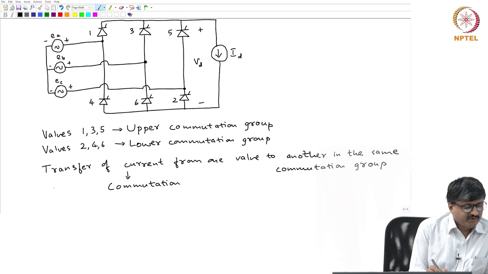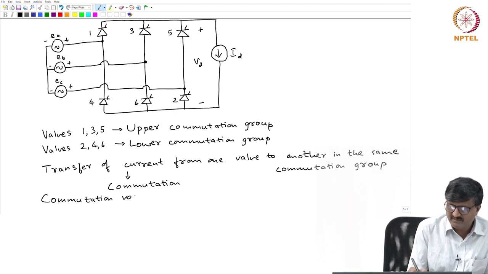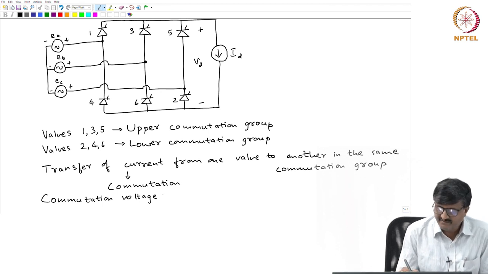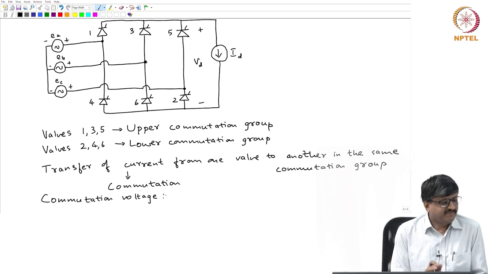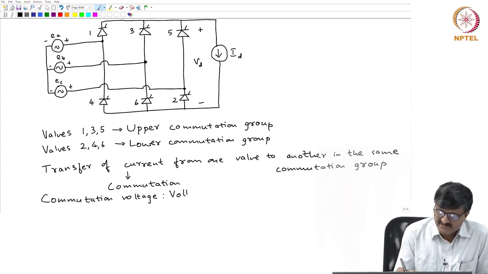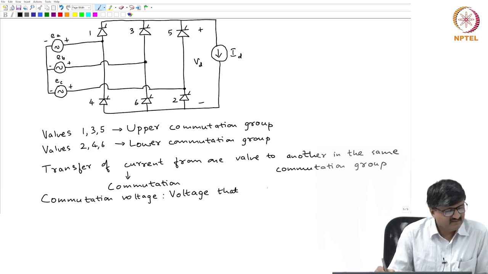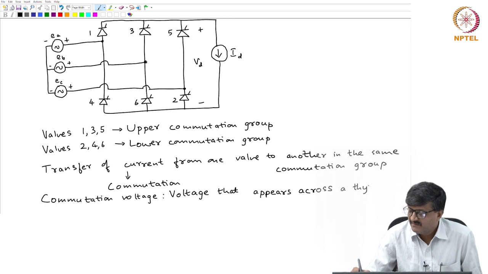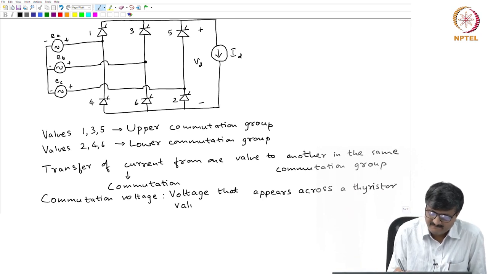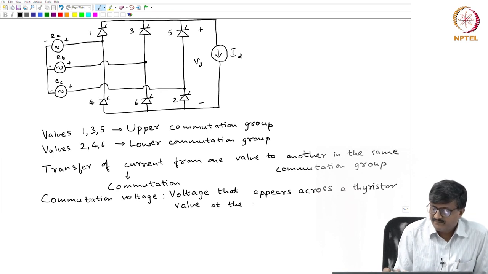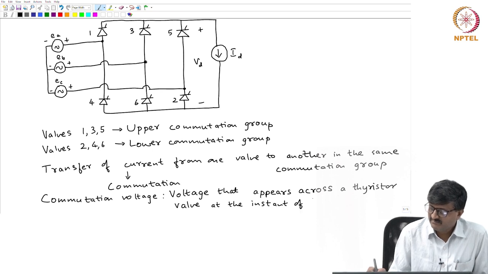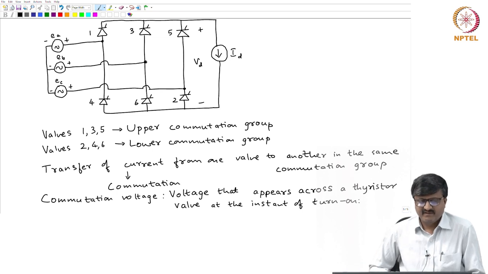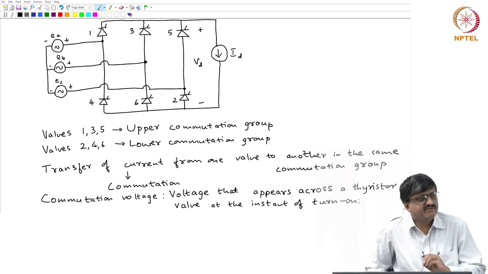And there is a term known as commutation voltage. We will be using this many times. Commutation voltage means the voltage that appears across a thyristor valve at the instant of turn on. So, that means each thyristor valve has a commutation voltage. There are 6 thyristor valves, so there are 6 commutation voltages, one for each.